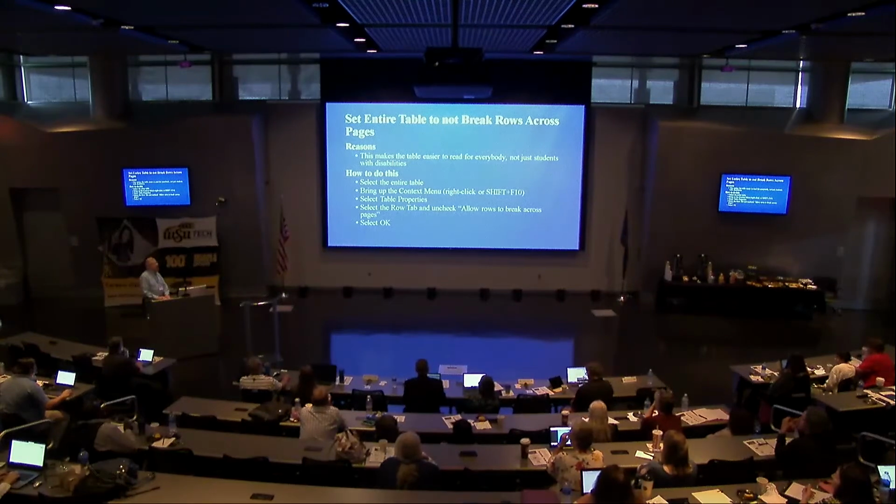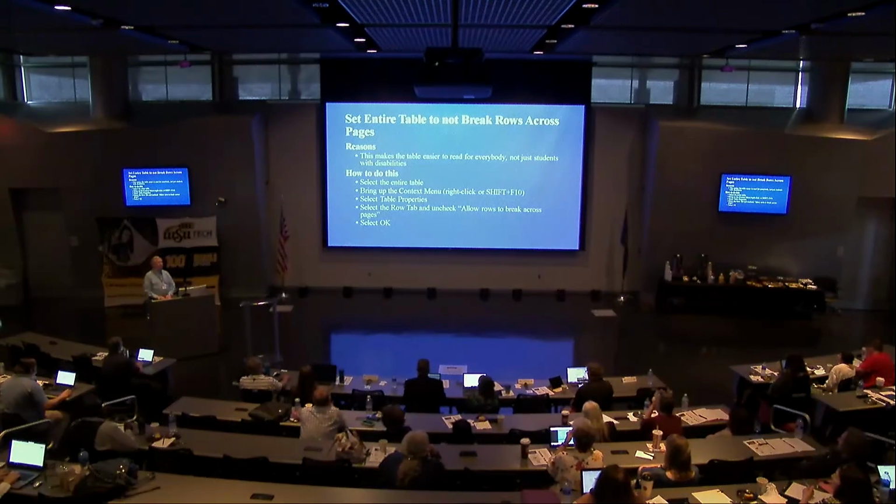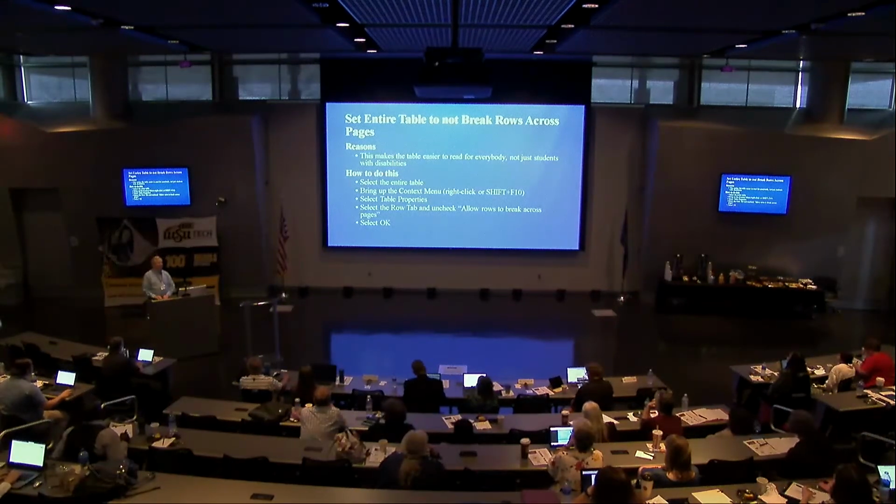Okay, slide 8. Set entire table to not allow rows to break across pages. Reasons? How many of you ever created a table and you get to the bottom of one page and half of the information for that row is on that page and half of the information goes to the next page? Frustrating, isn't it? How do you get all that information to go to the next page? Well, if you select the whole table, this makes tables easier to understand and makes editing them easier in the long run. So how do we do this?